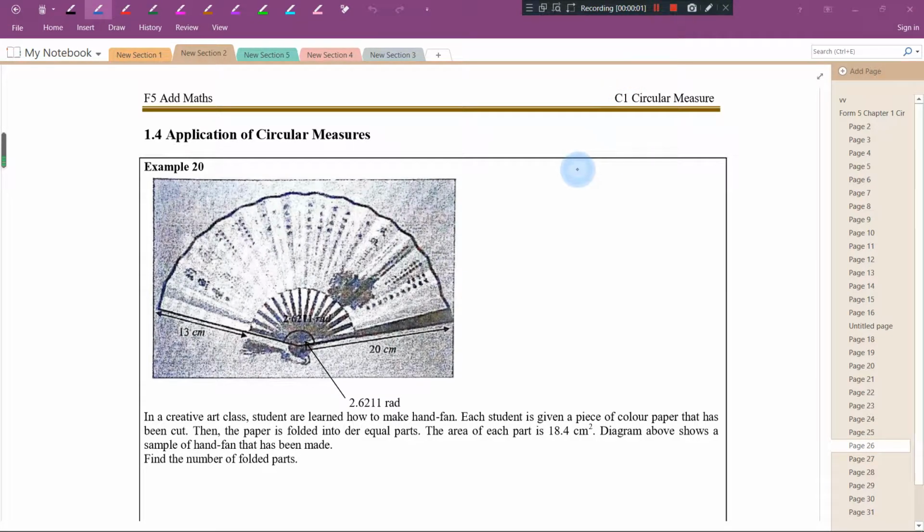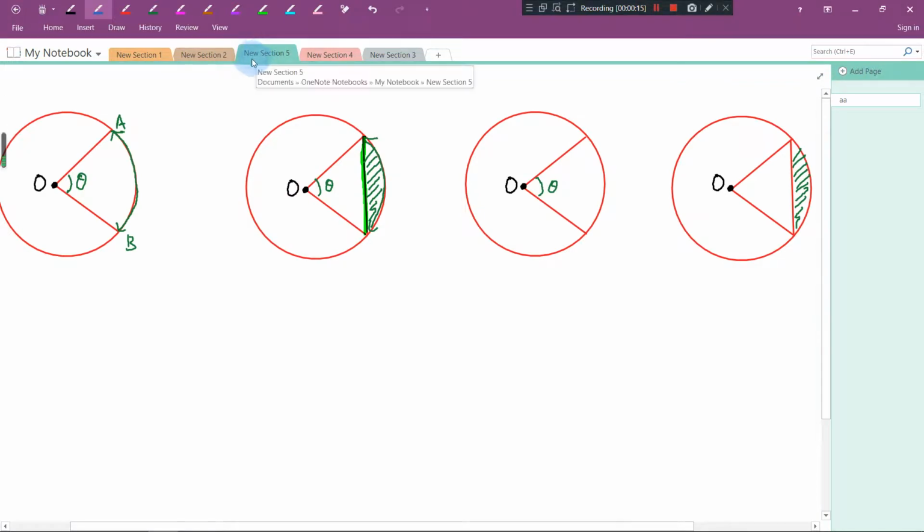Hi everybody, in this video let's look at 1.4 Applications of Circular Measures. In this part we do not learn any new formula, we just need to know how to use the knowledge that we learned before to help us to solve some questions. Okay, let's do a quick revision.